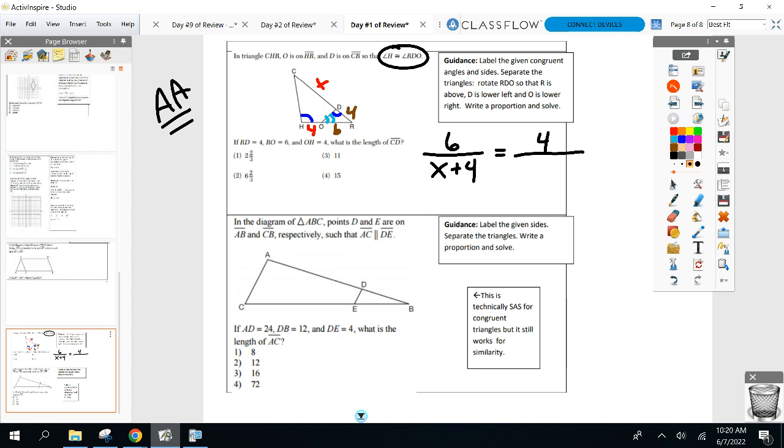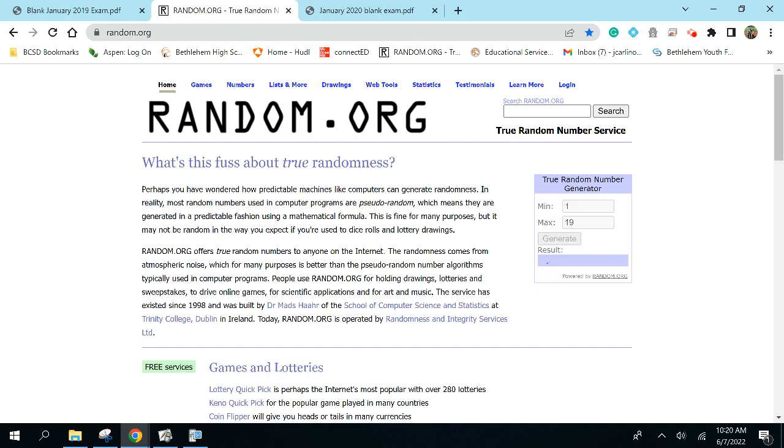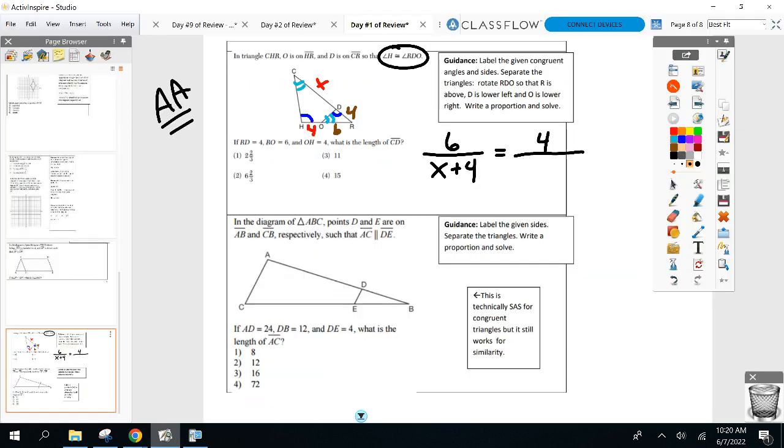Angle C. Now tell me the side across from angle C, because they have to match up. The side across from DOR matches up with the side across from angle C, which is how long? 10. 4 plus 6. Look across from the congruent angles. That'll tell you what sides match up every time, all right? Now go ahead, cross multiply, and let's finish this bad boy.